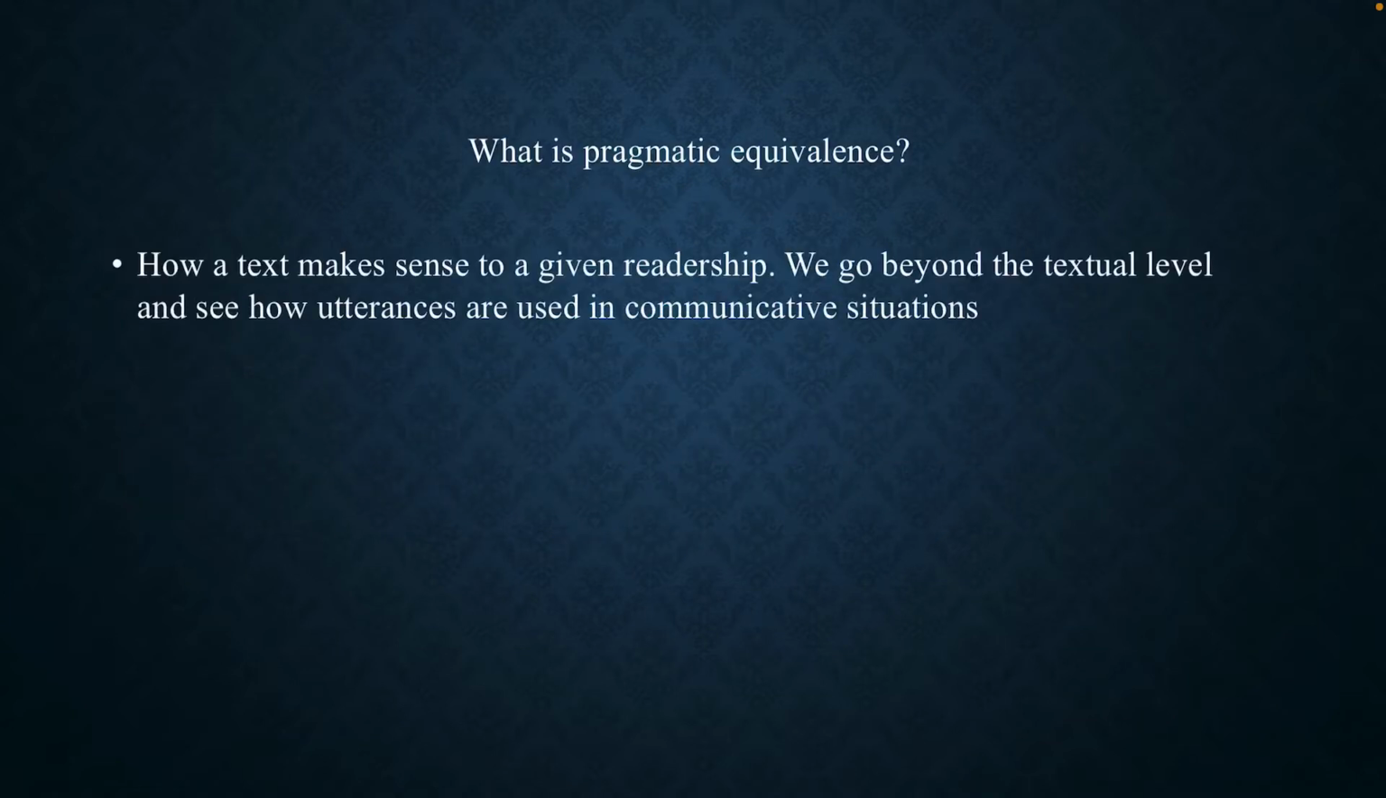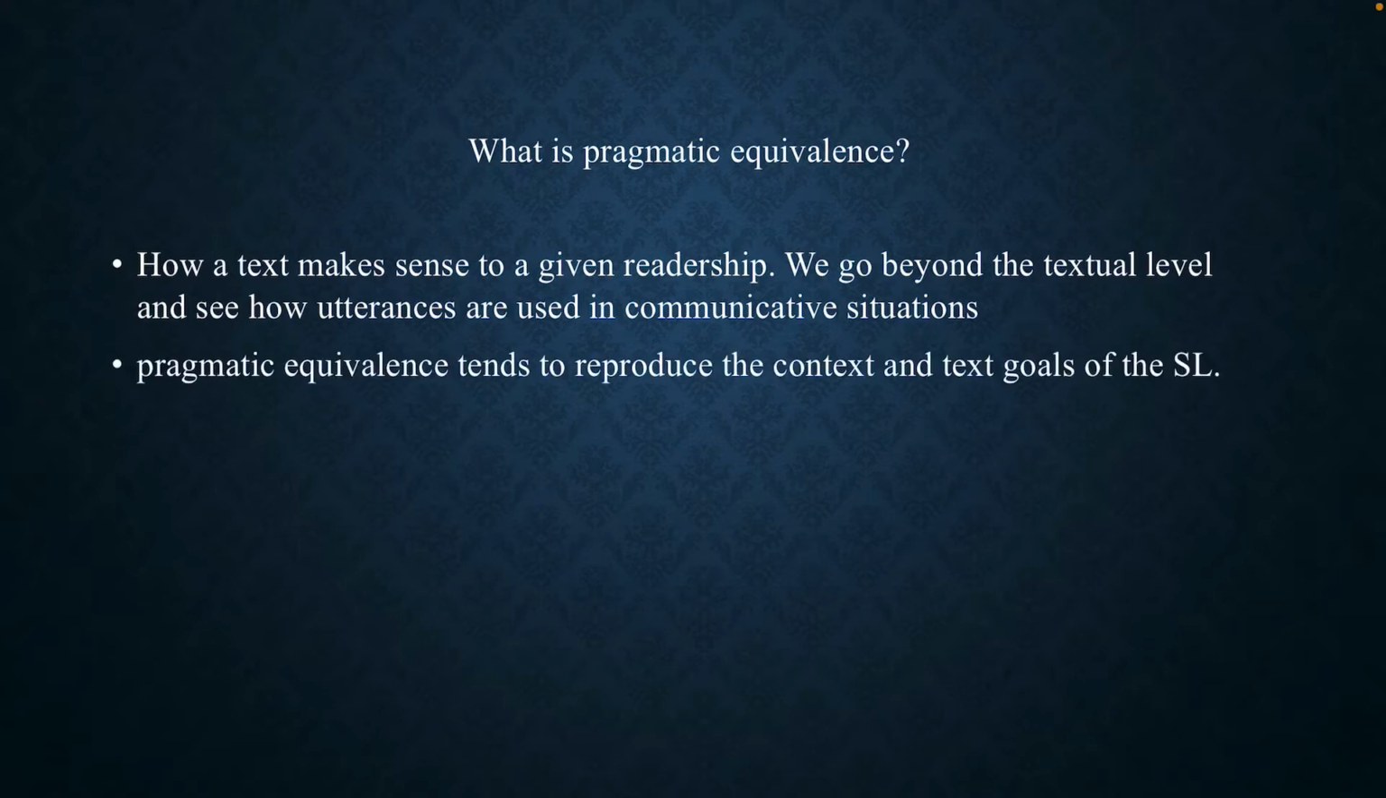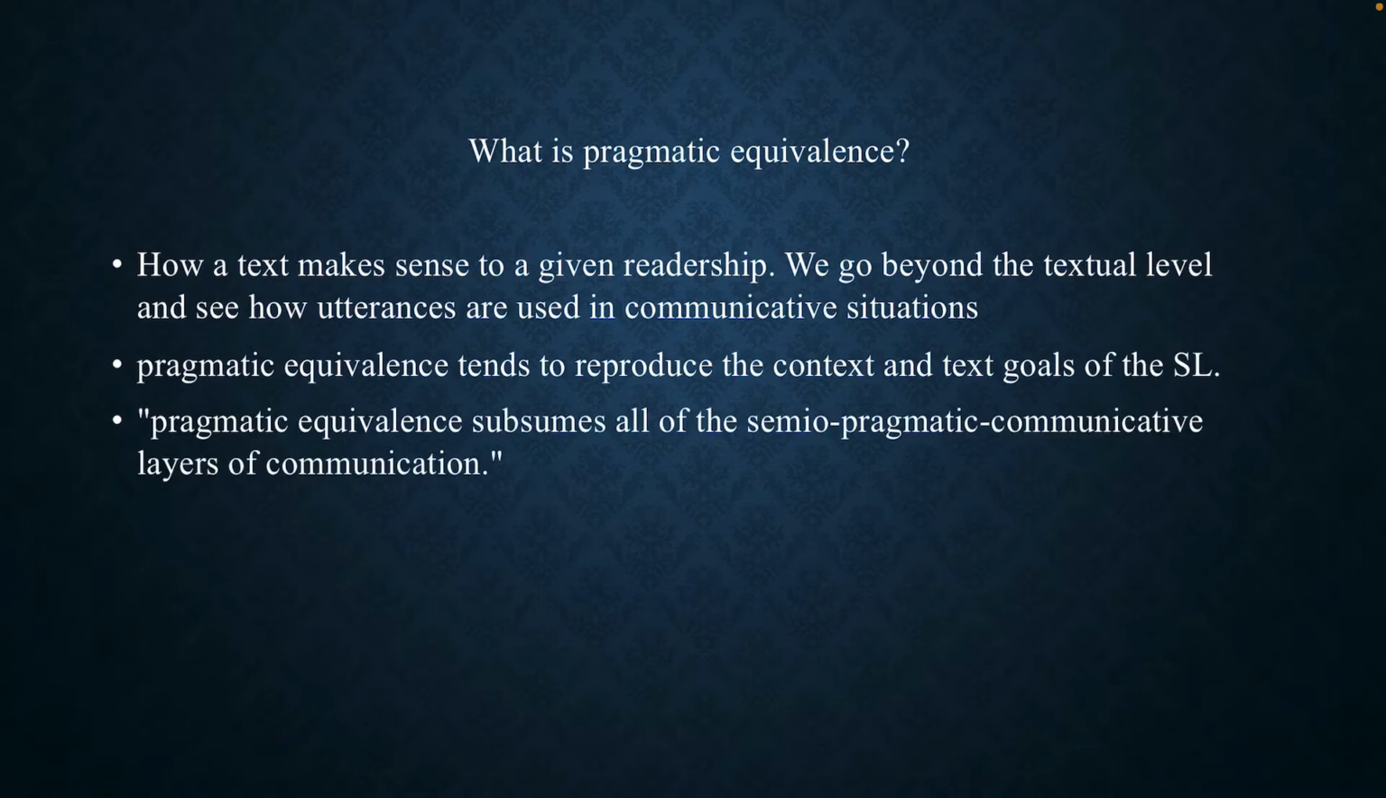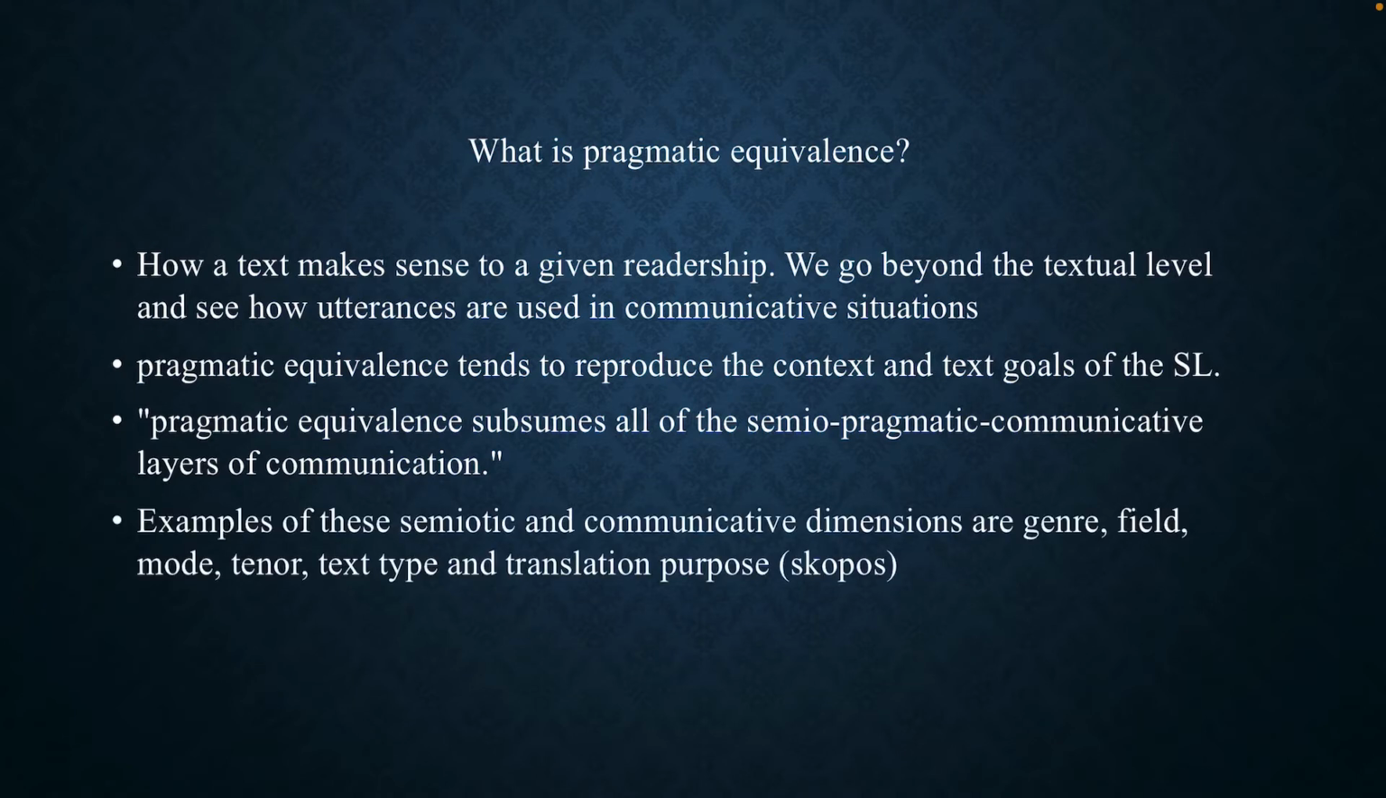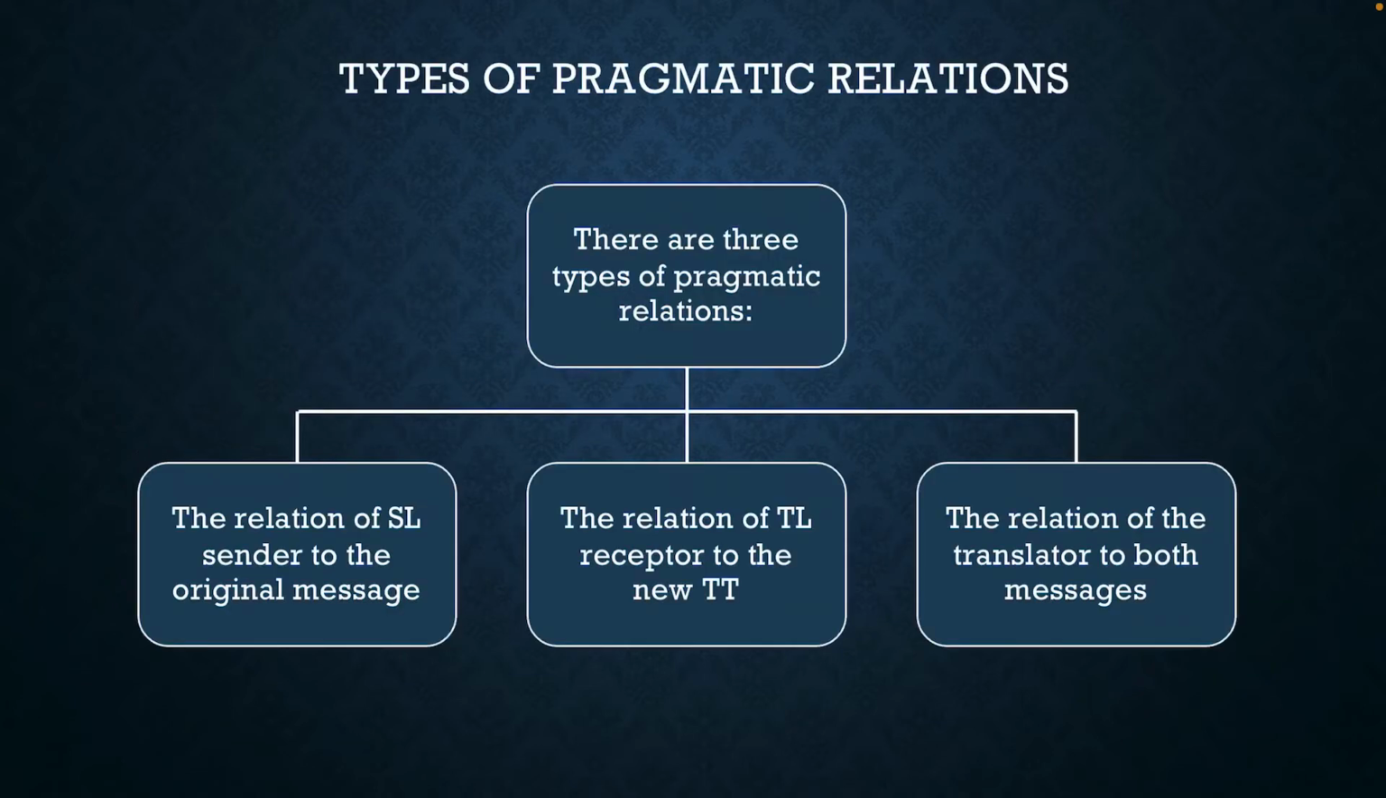What is pragmatic equivalence? How a text makes sense to a given readership. We go beyond the textual level and see how utterances are used in communicative situations. Pragmatic equivalence tends to reproduce the context and text goals of the source language. Pragmatic equivalence subsumes all of the semio-pragmatic communicative layers of communication. Examples of these semiotic and communicative dimensions are genre, field, mode, tenor, text type, and translation purpose.